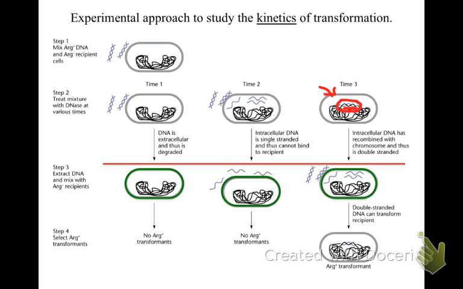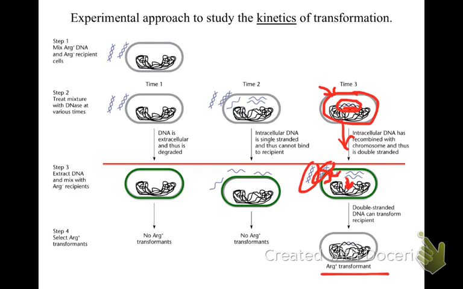So now when they isolate DNA from these cells after the DNase treatment, they now have double-stranded DNA, and some of that double-stranded DNA carries the ARG plus gene. It will get into the cell, it will become single-stranded, and it will recombine in this case, and now you can get ARG plus transformants.